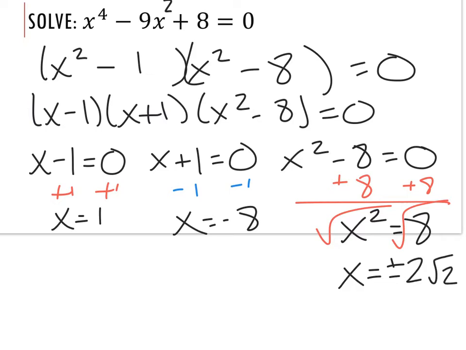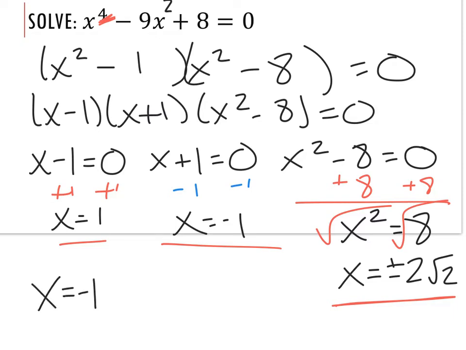Cha-ching! So this 4 is going to be your big hint that you're going to have 4 answers. 1. Oh, what am I thinking? Sorry. 1 answer. There's your second. And then here are your third and your fourth. The positive 2 square roots of 2 and the negative 2 square roots of 2. So x is equal to negative 1, 1, and then plus or minus 2 square roots of 2. That is one way to solve this problem.